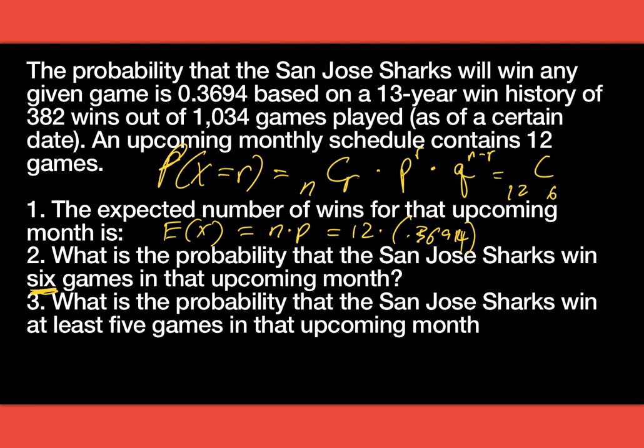All right. Times 0.3694 to the 6th power. Times, and then I need to find 1 minus that value. And I'm running out of space on the side here, but you can still see it. 0.6306 raised to the 12 minus 6, so that's also going to be 6, because it's only 12 games, the 6 and the 6 are going to be the same number.